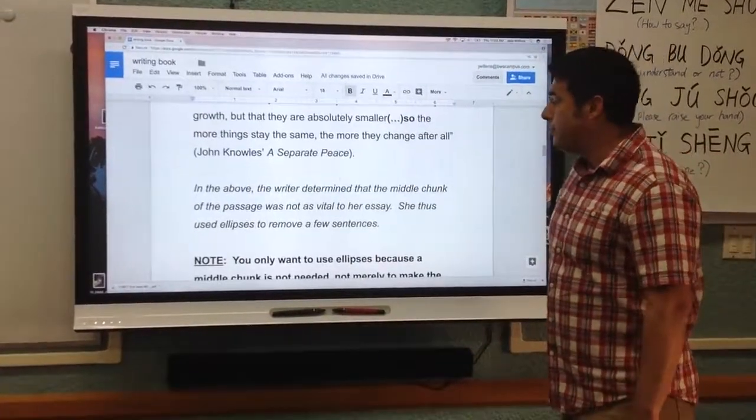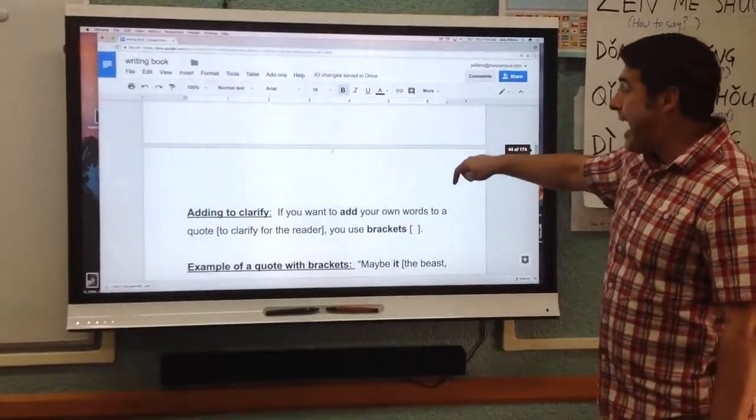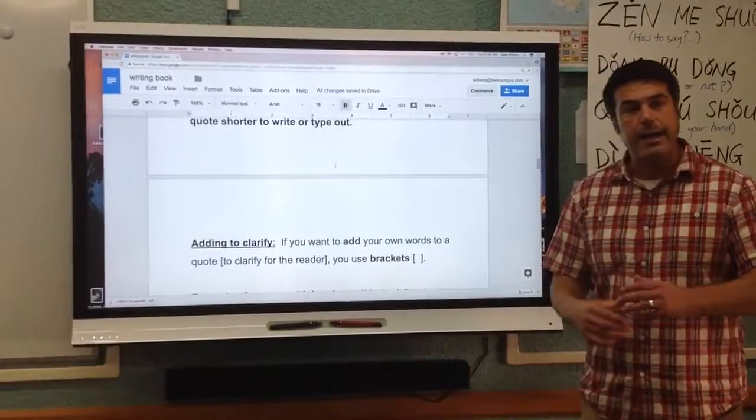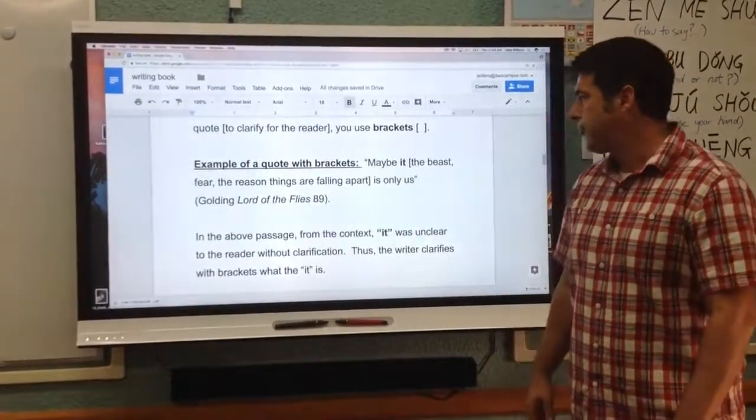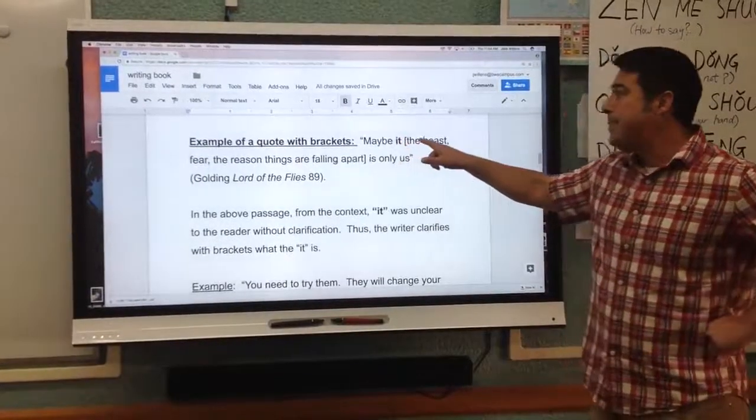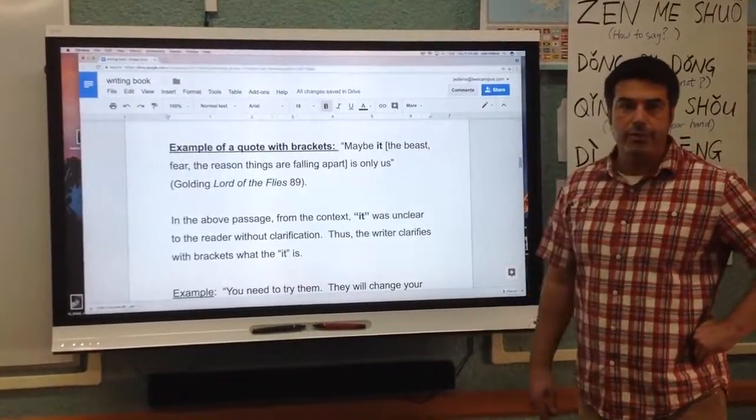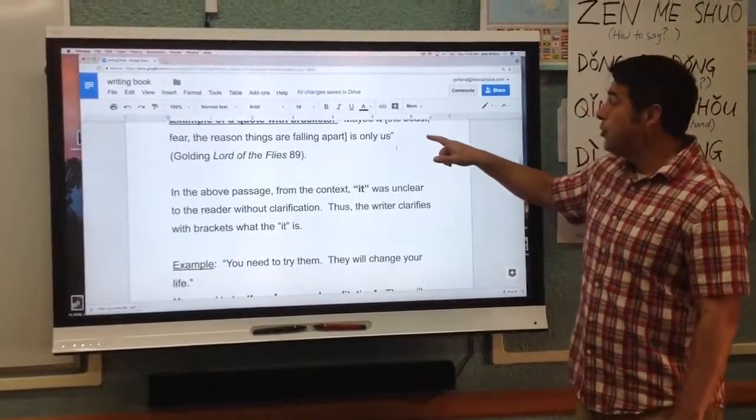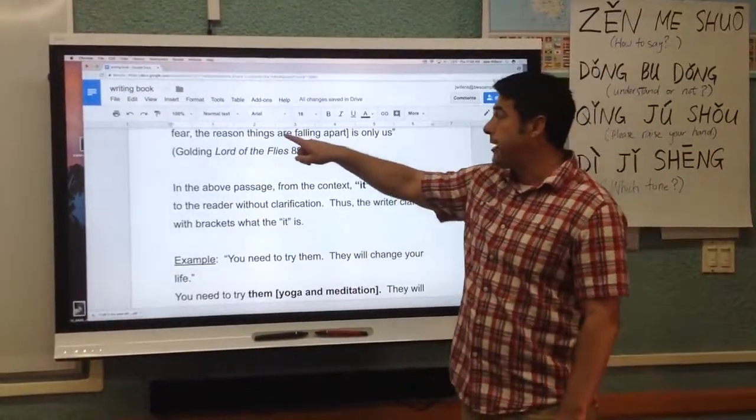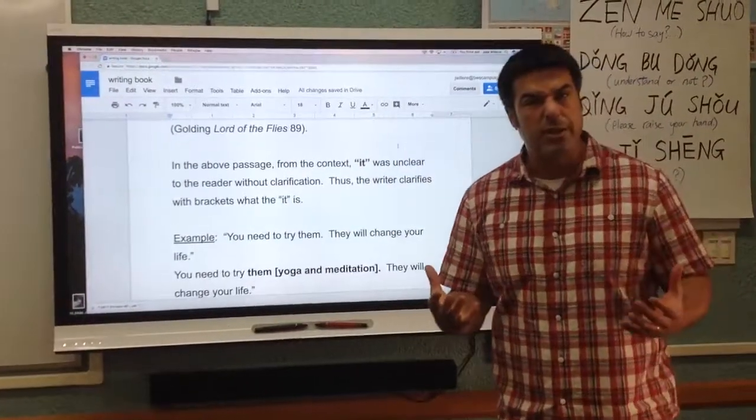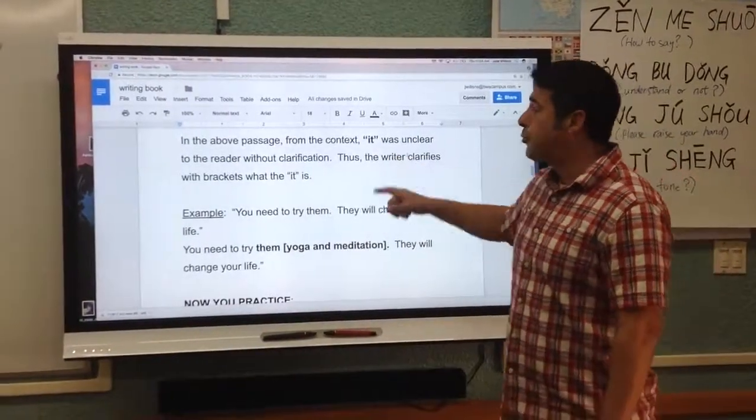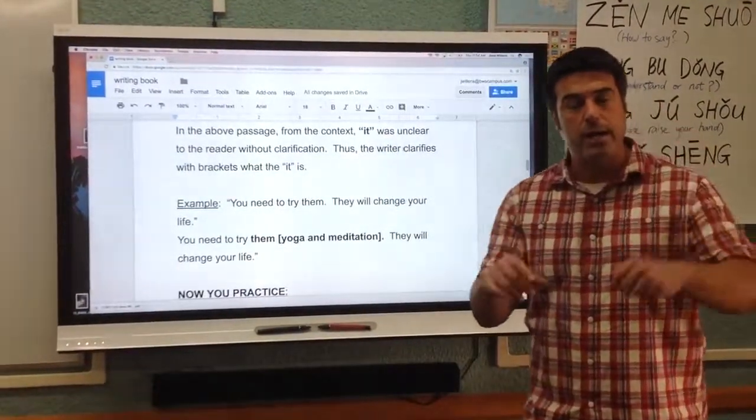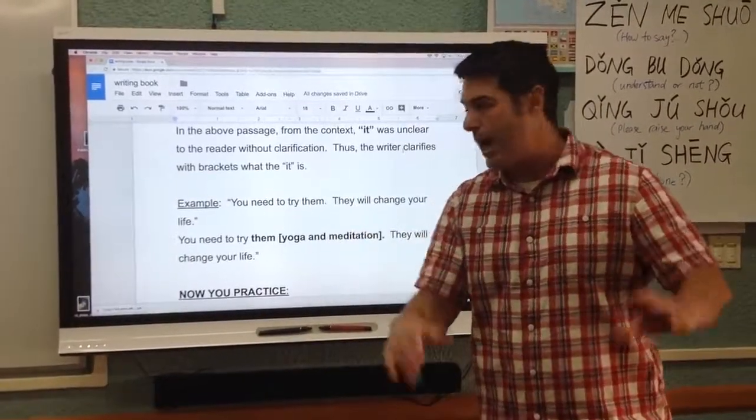If you scroll down, you can use brackets to clarify. Brackets mean they're your words, they're not the quote. So if you want to clarify something, for instance, in Lord of the Flies, "maybe it is only us." Here the writer shows the beast, the fear, the things falling apart, because the "it" wasn't clear from the way he set up the quote, or she set it up. So you want to use brackets to clarify. You want to use ellipses to take out.